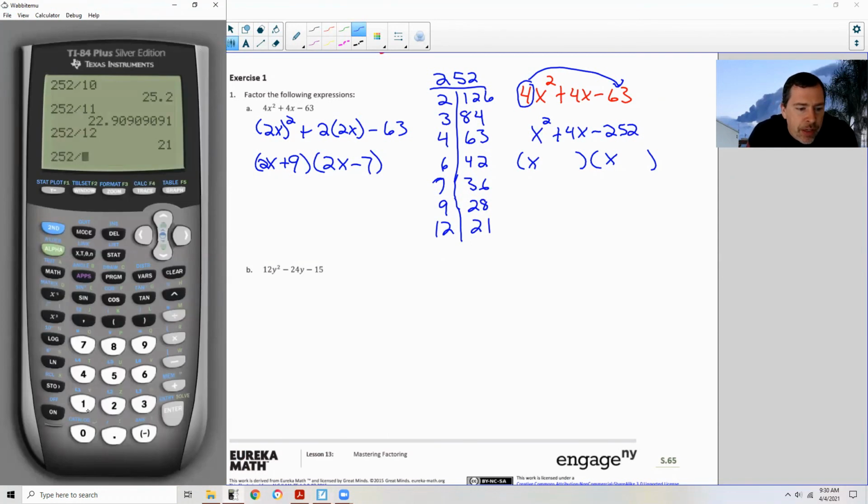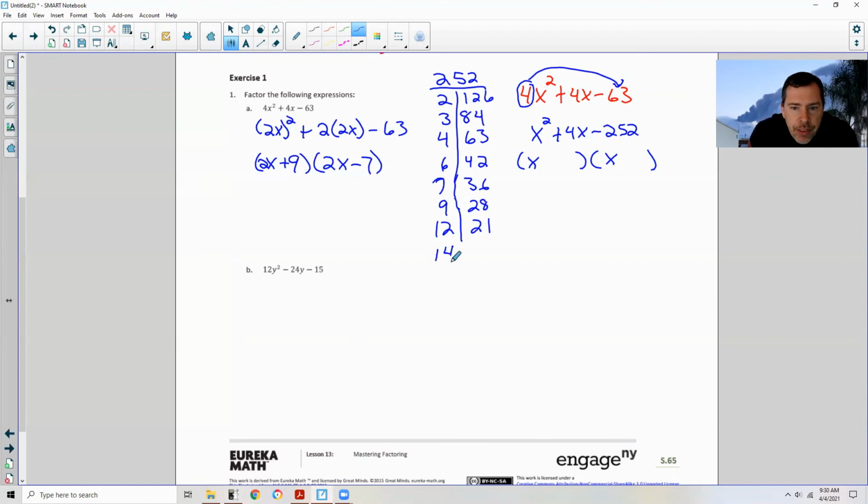252 divided by 13. 14. There it is. 14 times 18 is a difference of 4. So it'll be plus 18 minus 14. And we divide it by the 4 that we multiplied by. And we get x plus 9 halves times x minus 7 halves.